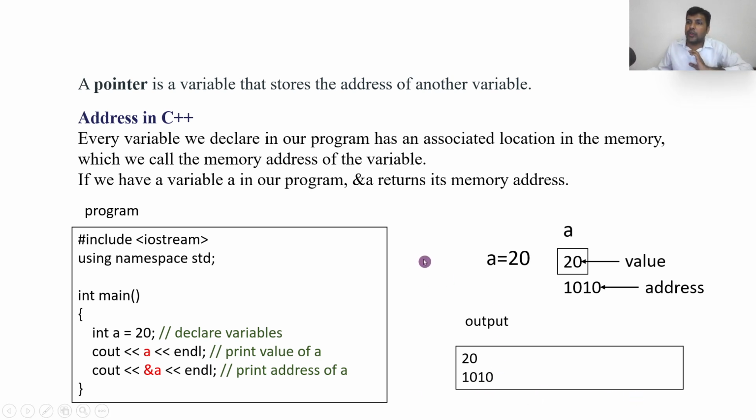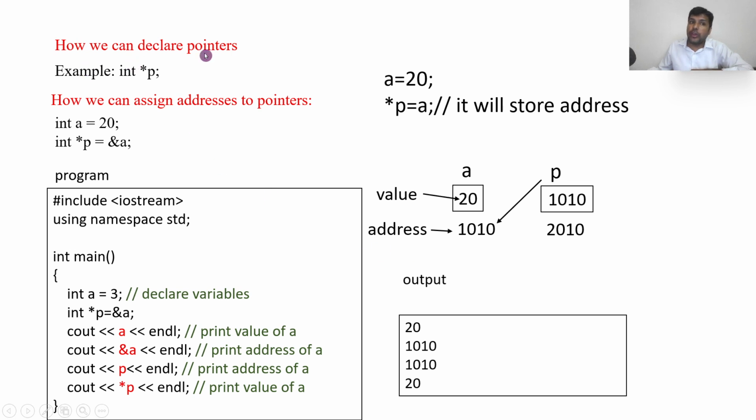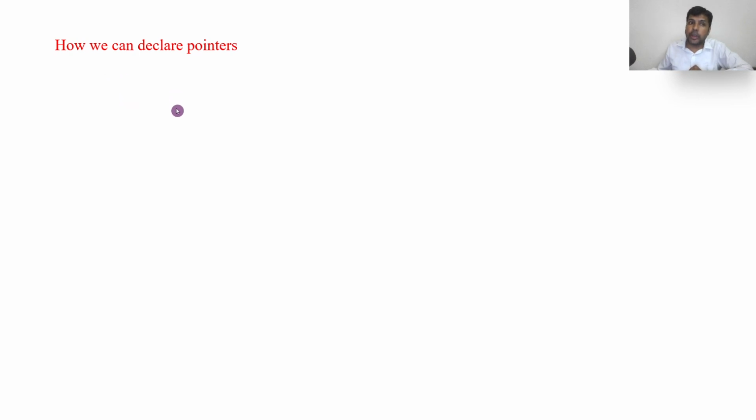So now what will a pointer do? How do we declare a pointer? We will write int asterisk p, or we also say it as a multiplication symbol, right? So we use this symbol for multiplication also, right? So we use the asterisk symbol.